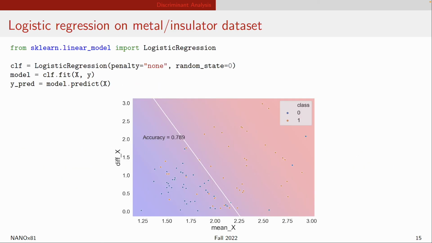Okay. Now, just to show you how it works on our very simple data set. Again, for logistic regression, it's under the linear model package in scikit-learn. Still very similar to what you have done before. You basically import the logistic regression class, then you fit it to your data, and then you predict on your data. And this basically gives you this decision boundary over here. The accuracy is basically similar to your linear discriminant analysis.